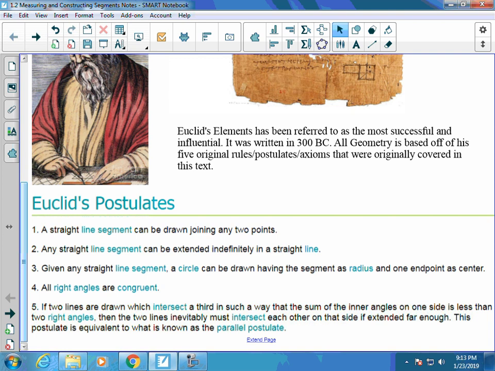And the 5th one's kind of up for debate depending on who you talk to, if this is a theorem or if this is a postulate. But I'll read it anyways. If 2 lines are drawn which intersect a third in such a way that the sum of the inner angles on one side is less than 2 right angles, then the 2 lines inevitably must intersect each other on that side if extended far enough. This postulate is equivalent to what is known as the parallel postulate. Again, some people think that is more a theorem than a postulate, but those, for the most part, are building blocks of all geometry.